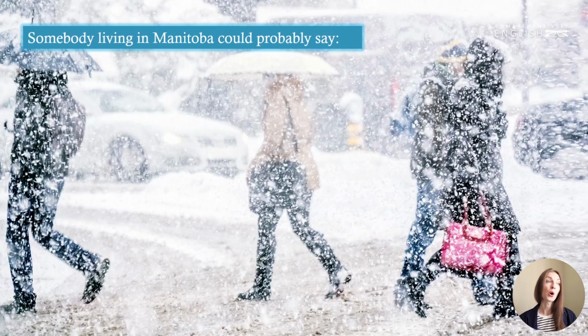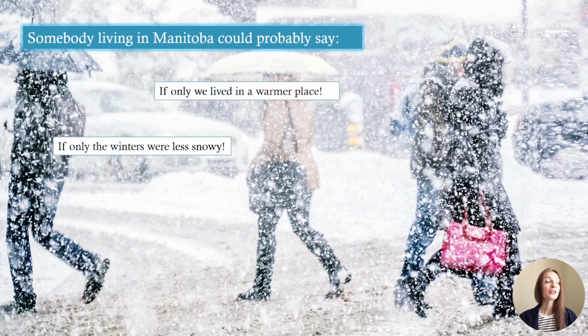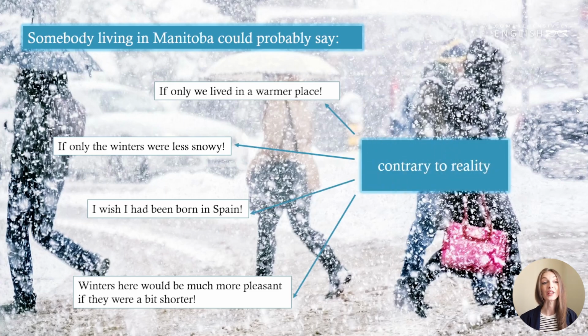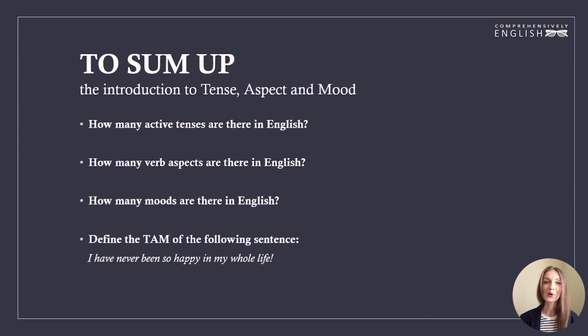Somebody living in Manitoba could probably say, if only we lived in a warmer place. If only the winters were less snowy. I wish I had been born in Spain. Winters here would be much more pleasant if they were a bit shorter. All of these statements are contrary to reality, and that's why they all contain the subjunctive mood. Let's sum up what we have learned in this short lesson. And to check ourselves, let's answer these questions.